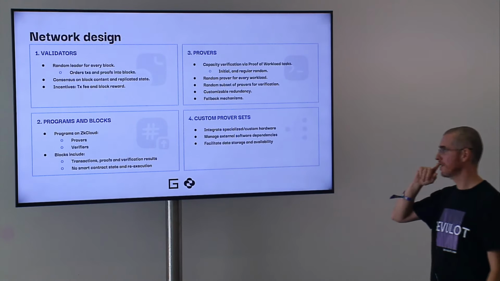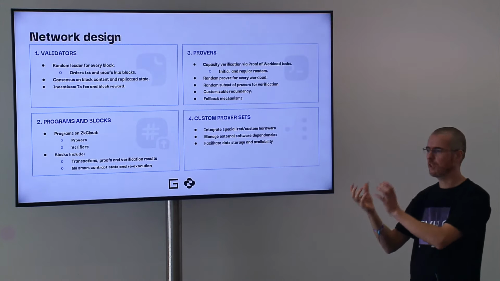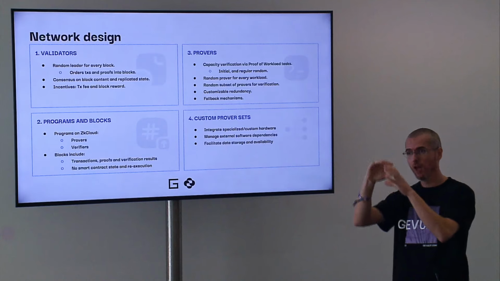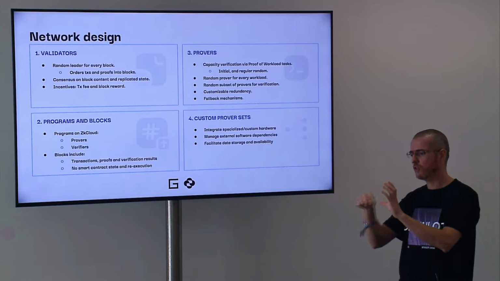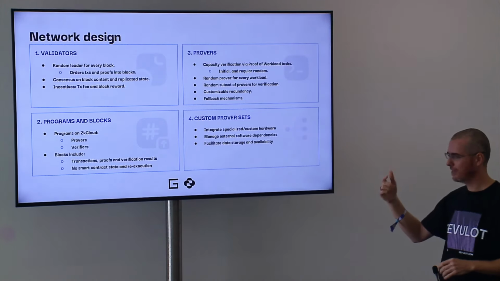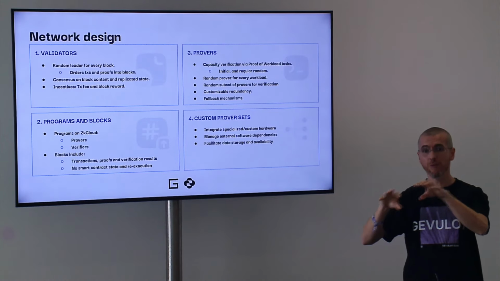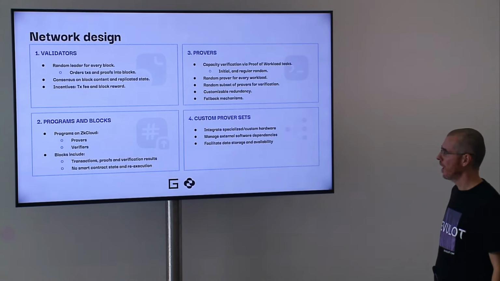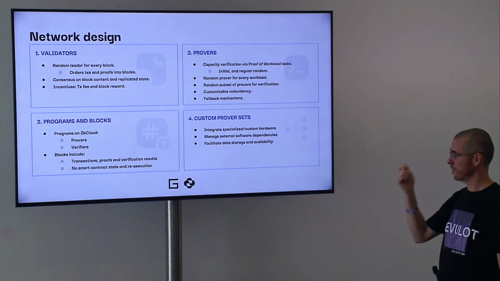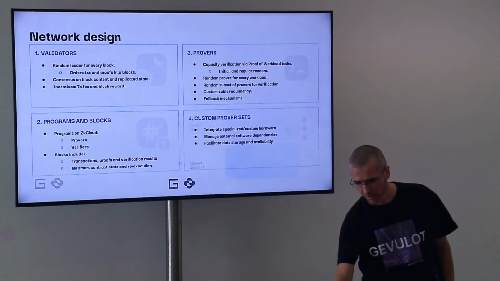Coming back to the provers, we are designing so-called custom prover sets as well, where you could create small subsets of provers if you have some specific need. For example, if you want to plug in custom hardware, not all of our provers would have that. In that case, the random selection would run among the nodes who have the proper hardware. Or if you have some external software dependencies, the prover nodes in this custom prover set would need to run that external software as well to be able to generate the proof for you. Also, custom prover sets will facilitate easy working with data storage or availability solutions, giving users a whole bunch of flexibility around that.